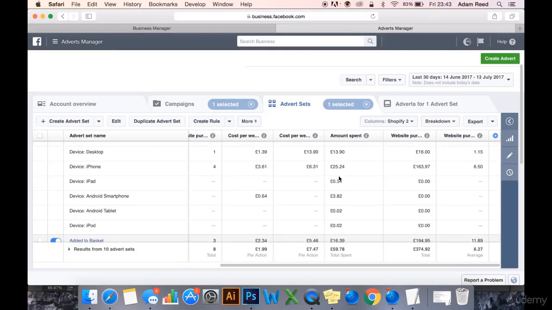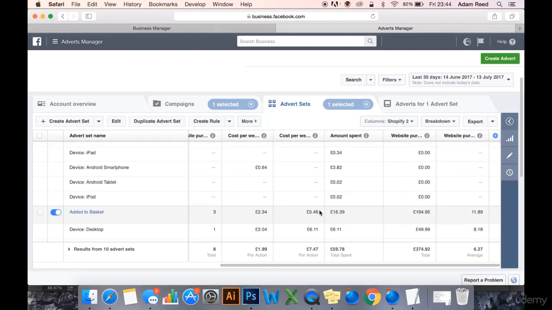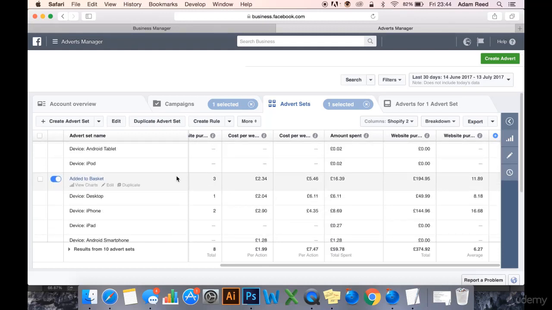Alongside these case study campaigns, I have my dynamic product catalog campaign running in the background, sort of, if you want to think of it that way. It is a campaign that I have running consistently, no matter what I'm doing with my other campaigns on this store. I always have this DPA campaign running. I have a DPA ad set running to people who've viewed products, and another one running to people who've added products to basket but haven't yet checked out.